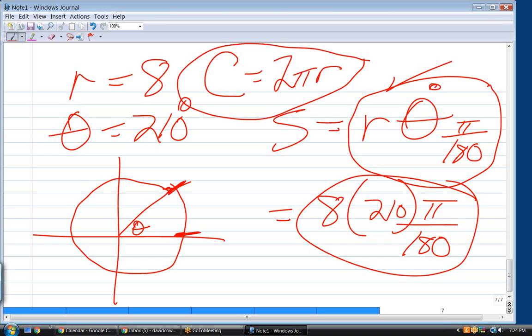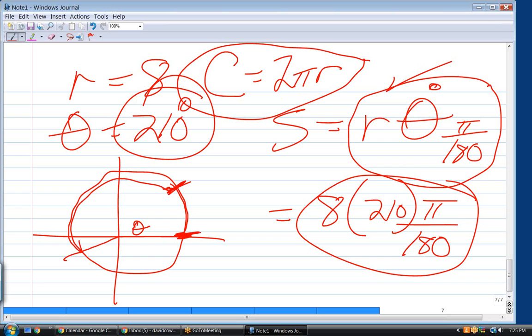So that's a way to never forget it, because all they're talking about when they talk about arc length is a piece of the circumference. When you're talking about an angle of 210 degrees, you're talking about the ray being over here. So they're talking about the distance from there to there, but that's just a piece of the circumference. As long as you know the circumference is equal to 2 pi r from geometry class, you won't ever get it wrong.